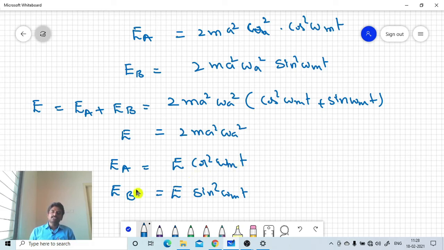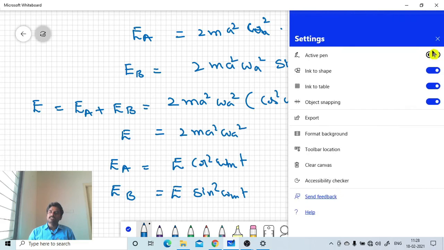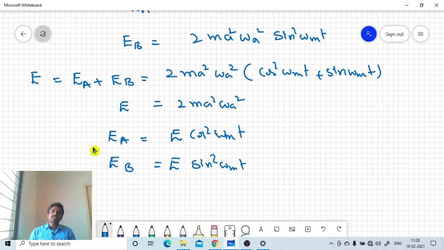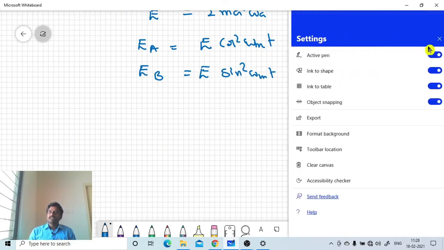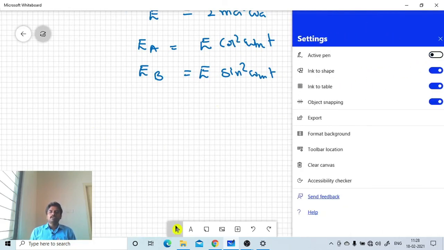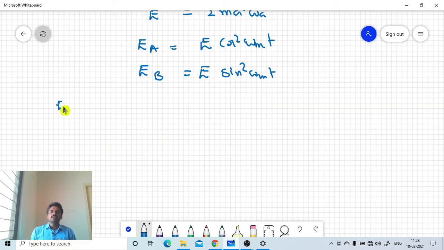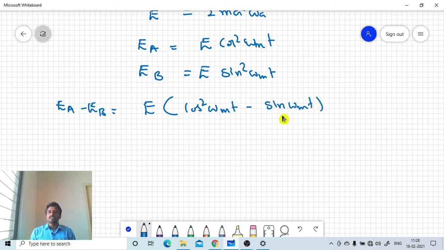So can I write Ea minus Eb? Let's see what will happen. Ea minus Eb is equal to, I hope you are understanding, you are following each and everything. So Ea minus Eb is equal to E, the common term, into cos square omega m into t minus sin square omega m into t. This is the formula. So cos square and sin square, we have the trigonometric formulas.